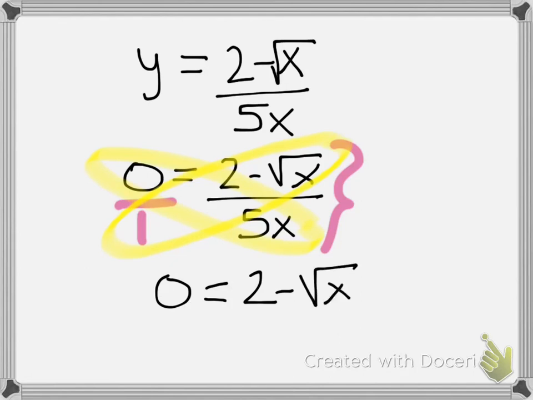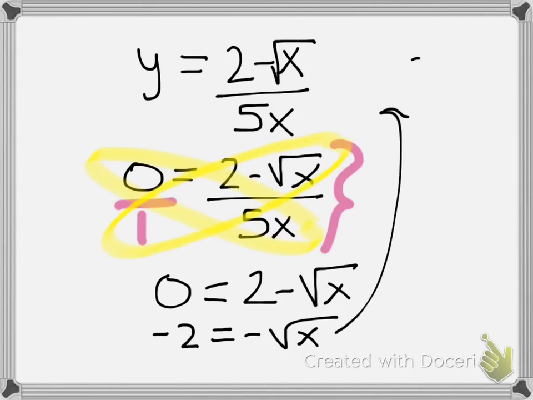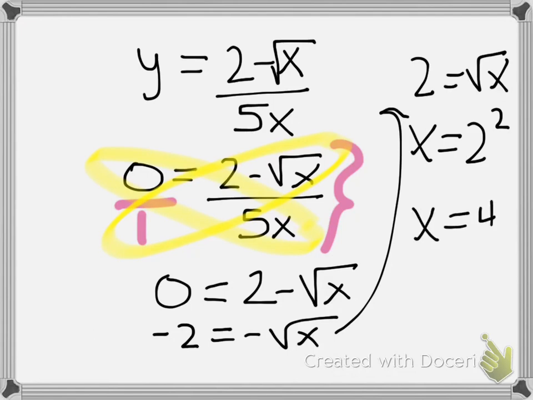Goal is to get x by itself, so I'm going to subtract 2 from both sides. I've got that negative in front there, so we've got ourselves 2 is equal to the square root of x. And the opposite of a square root is to square it. So we've got 1 x-intercept at x equals 4.